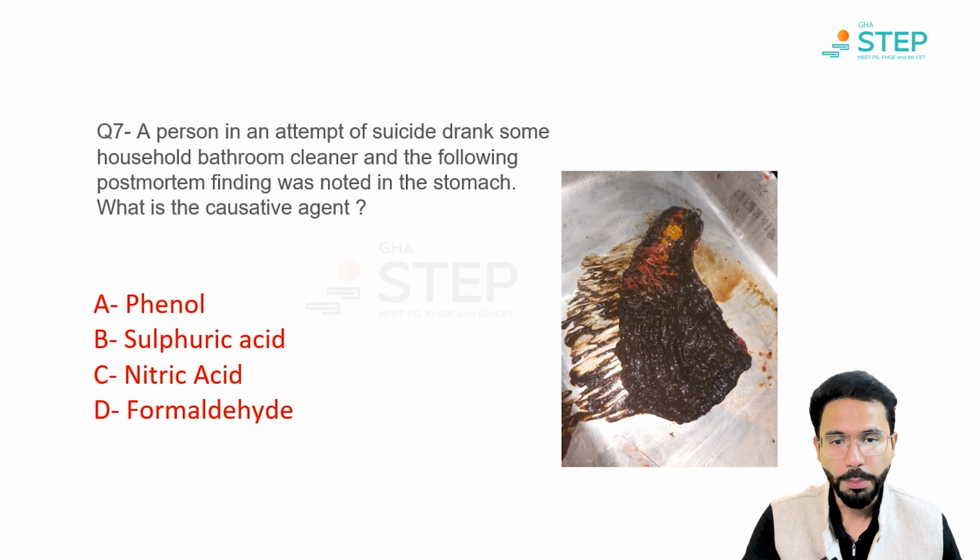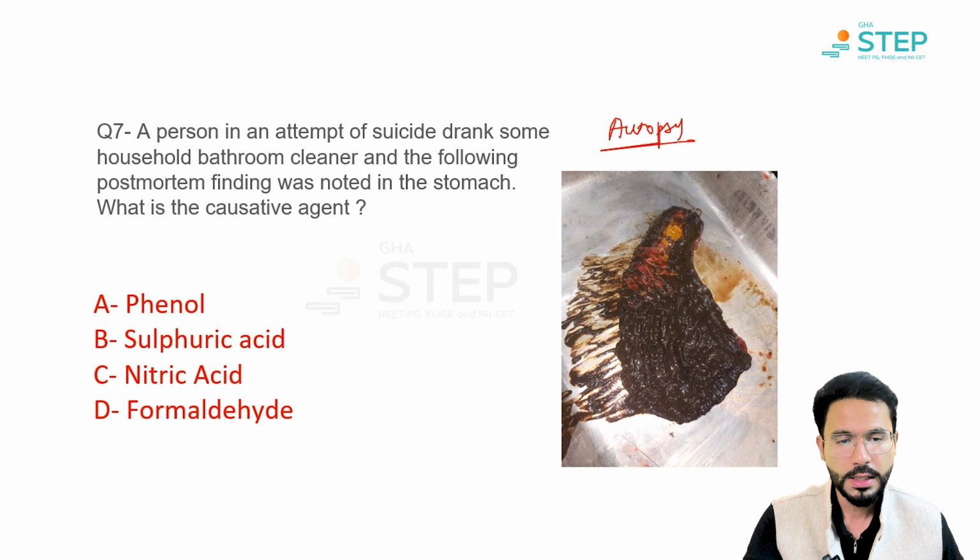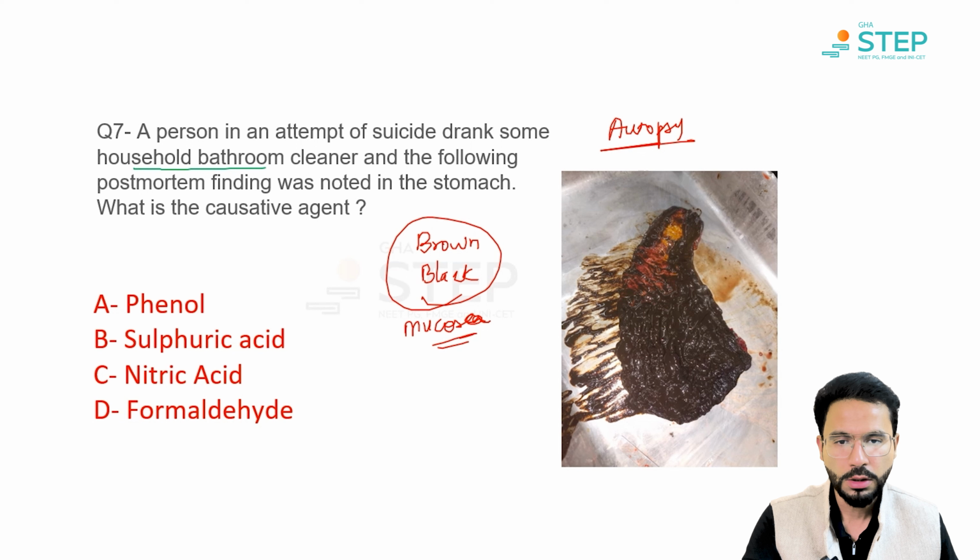Next question. A person in an attempt of suicide drank some household bathroom cleaner and the following post-mortem finding was noted in the stomach. So that means the post-mortem finding is noted during autopsy. They've taken out the stomach. This is a brown to black appearance of the mucosa. And the hint that they've given you is that it is some household bathroom cleaner.